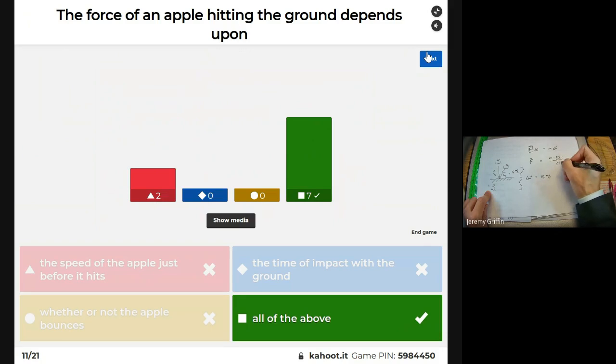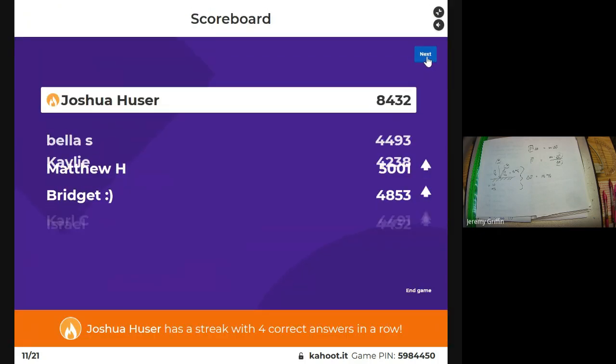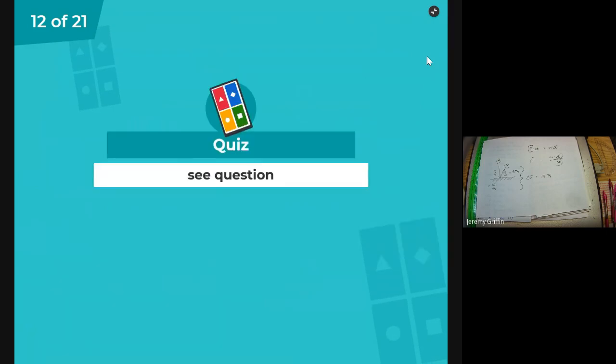Okay. And then here's the time of collision for impact. This might be a tiny fraction of a second. Yeah, so all those variables are mattering. Switch back over. All right, so speed before it hits, time of impact with the ground, and whether or not it bounces. Yeah, those would all matter. Got Joshua, Matthew, Bridget, Carl, Israel.